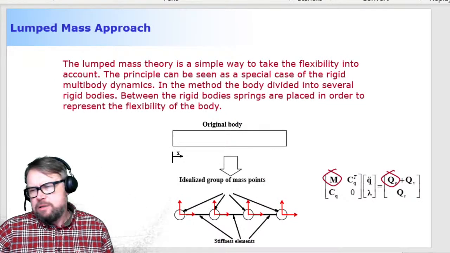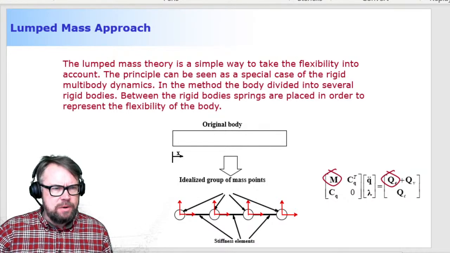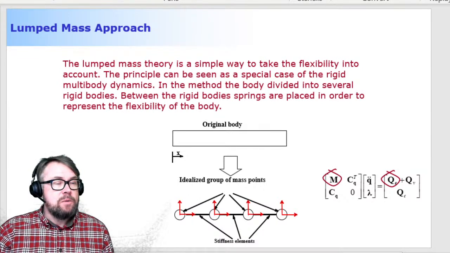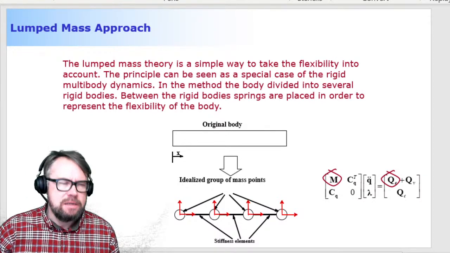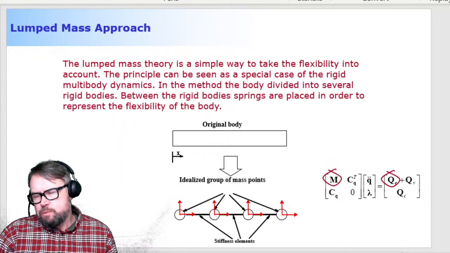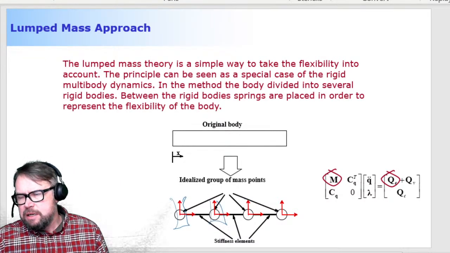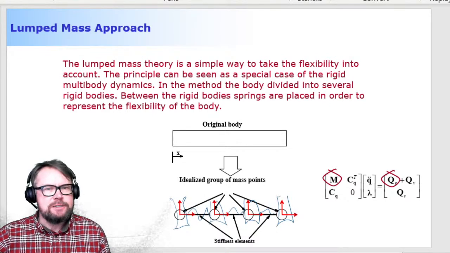It goes such that you take your original body, typically a beam-like body. It could in very extreme cases be applied to plate-like bodies as well. But typically we are looking at the beam-like body, and you divide your beam-like body into several rigid bodies. And between these rigid bodies you will introduce spring elements. These spring elements will have a stiffness for all 6 degrees of freedom in the spatial case.